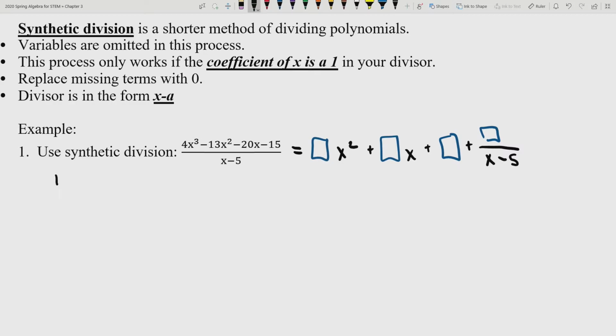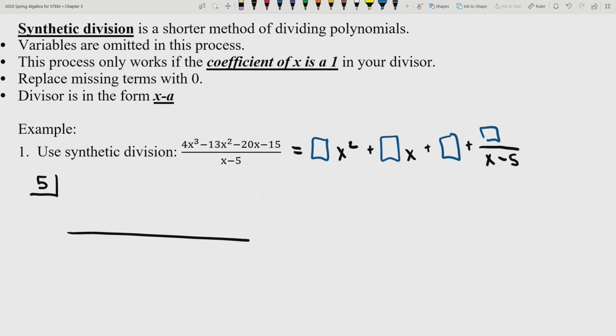First thing I do is I draw a little box and a line. In the box, I put whatever makes the denominator 0. In this case, it's a 5. So I'm dividing by x minus 5, so I put a positive 5 there. If this was x plus 5, I'd put a negative 5 in there. So the sign of this is the opposite of the sign of the constant in the denominator.